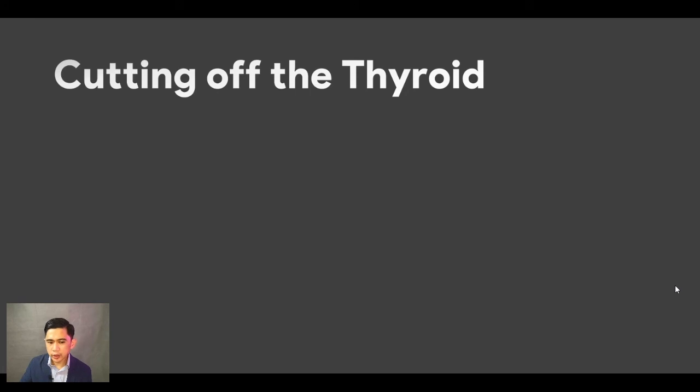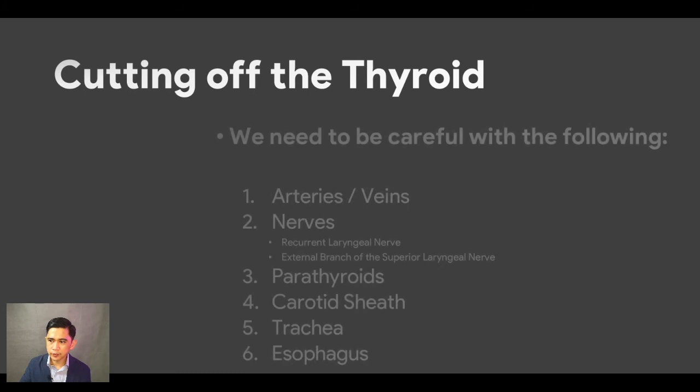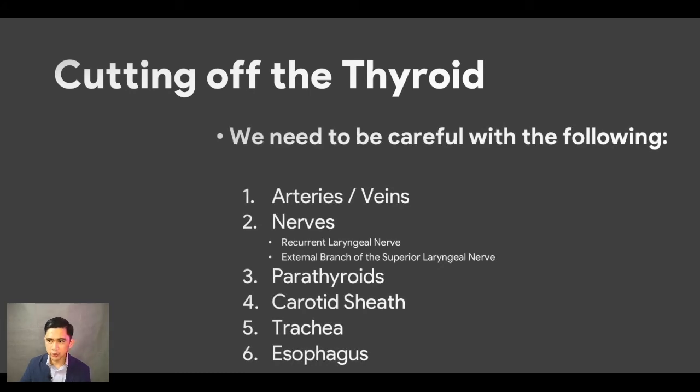Once we reach the thyroid, we have to do thyroidectomy, or cutting off the thyroid. We need to be careful with the following. First, of course, the arteries and the veins, we have to cut them safely. We also need to be careful of the nerves that surround the thyroid gland. The most important nerves near the thyroid gland are the recurrent laryngeal nerves, RLN, and the external branch of the superior laryngeal nerve, or EBSLN.